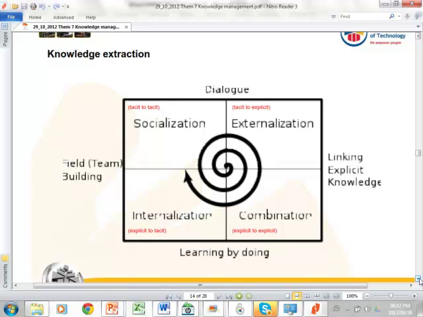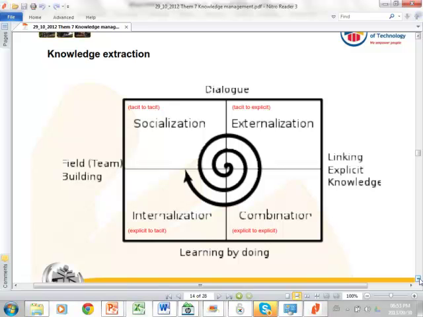All right. And then we have where we take the tacit to explicit. And this is externalization. All right. So this is where the subject says, I don't know why we have to stand up. I just know that when the bell rings, we have to stand up. Okay, because he's now explaining, he's externalizing this social behavior that he's learned.